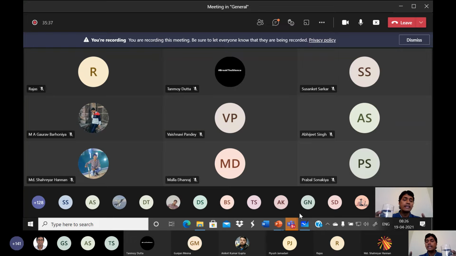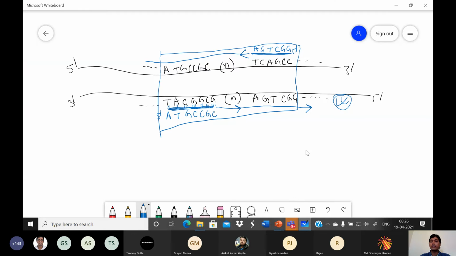But inside our body, the temperature is ambient, our body temperature. In this case, we need some enzyme which can withstand high temperature. That enzyme can be functional even after so many cycles of high temperature. That is a very important thing here. So that's why we use this enzyme.